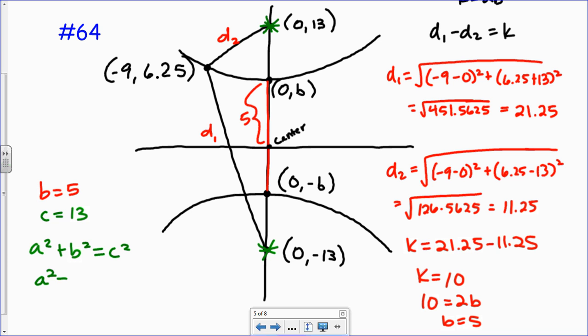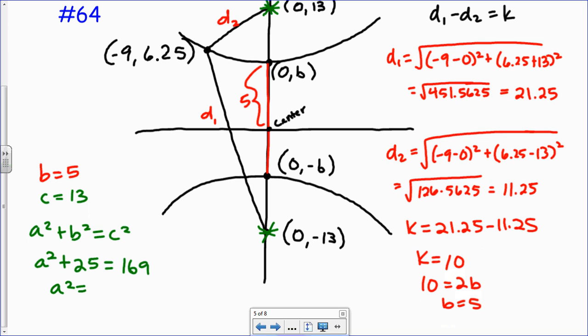So I'm looking for A, so a squared plus 25 equals 13 squared, which is 169. So I should get A is 12. So that means that my horizontal distance is 12. Now, I'm going to sketch in the rectangle so we can write the dimensions of the rectangle.